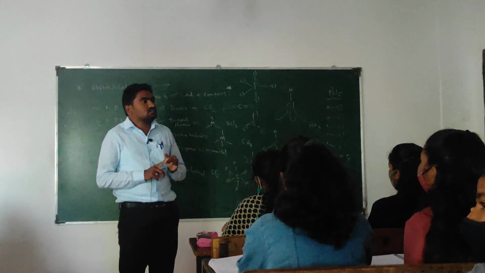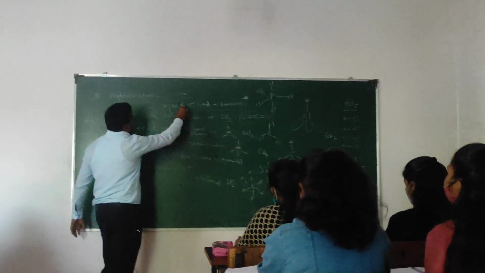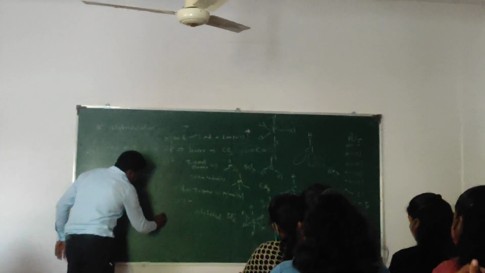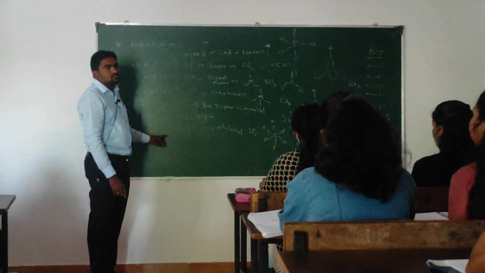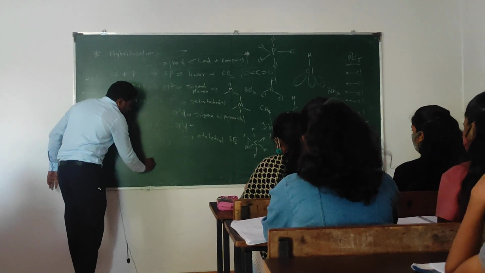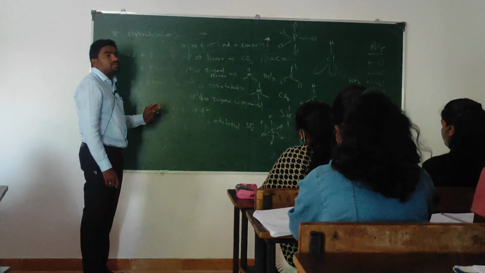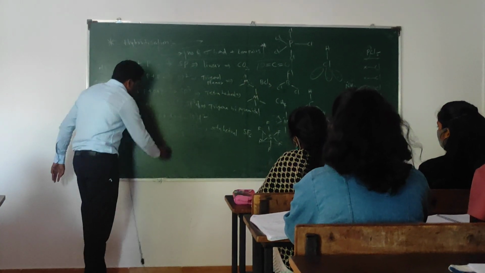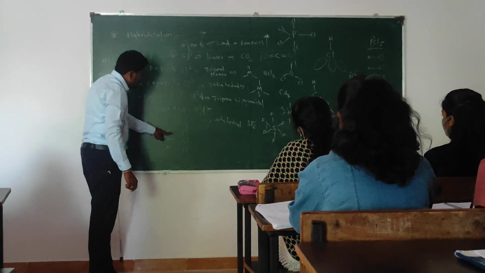So in the same way, let us discuss BCl3. What is the group number of boron in BCl3? Third group, yes, very good. Boron is in the third group, so it has 3 electrons in its outer shell. It is attached with how many chlorines? 3 chlorines.